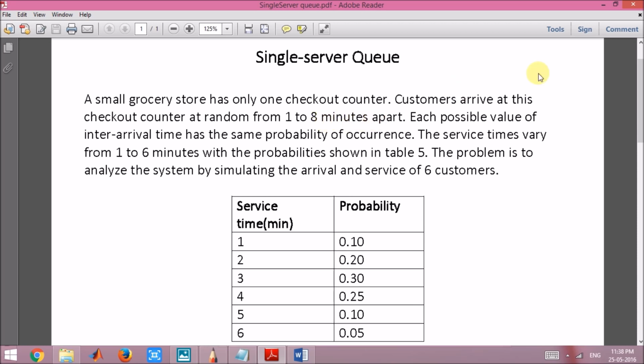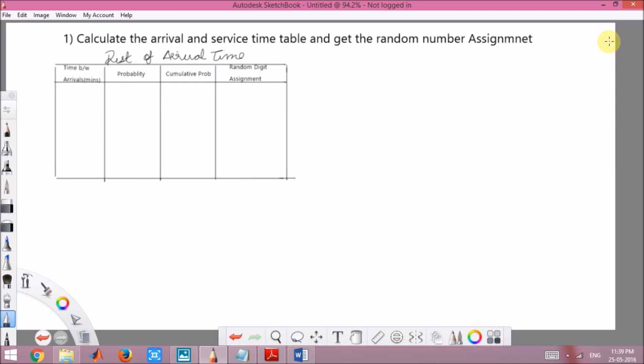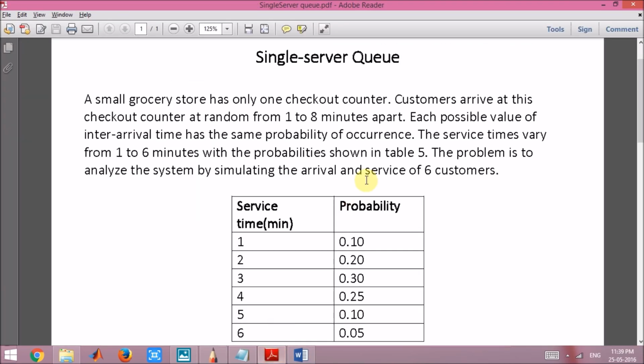So we know that the arrival time lasts from 1 to 8 minutes. So the thing that we have to write is 1, 2, 3, 4, 5, 6, 7 and 8. So the probability of this occurring, that means time between arrivals is 1, 2 or 3, is the same, because like I said, the problem also states each possible value of interval arrival time has the same probability of occurrence, right?